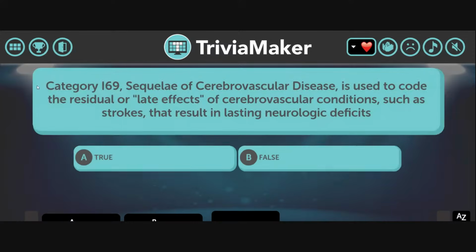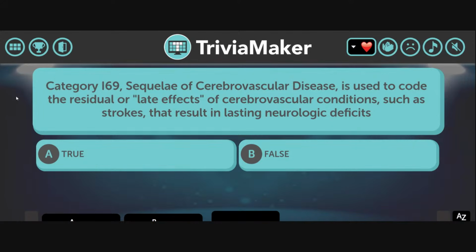All right, this is a longer one. Okay, so true or false? Category I-69, which is sequela of cerebrovascular disease, is used to code the residual or late effects of cerebrovascular conditions, such as strokes, that result in lasting neurologic deficits. I know that one was a little bit of a long one, so I'll give you guys a few seconds to break that down. You got it.